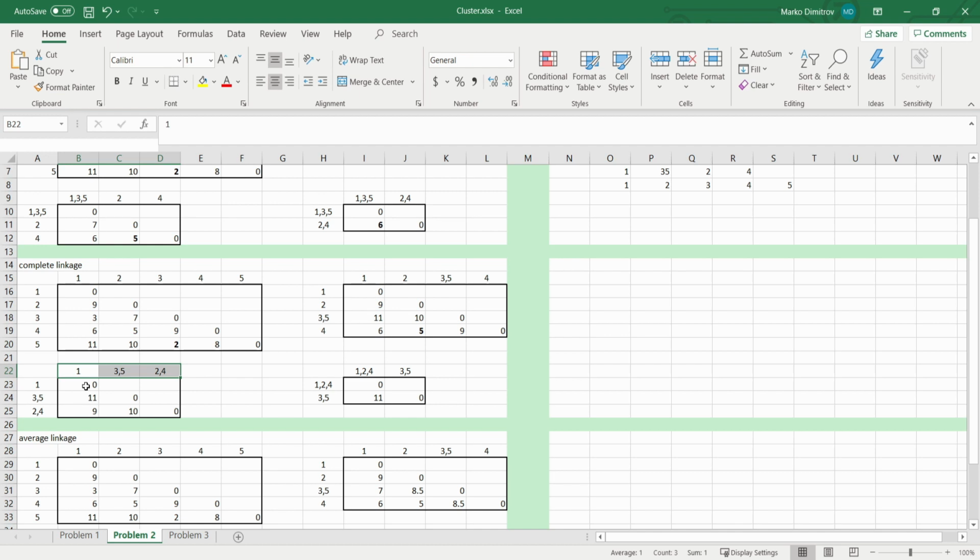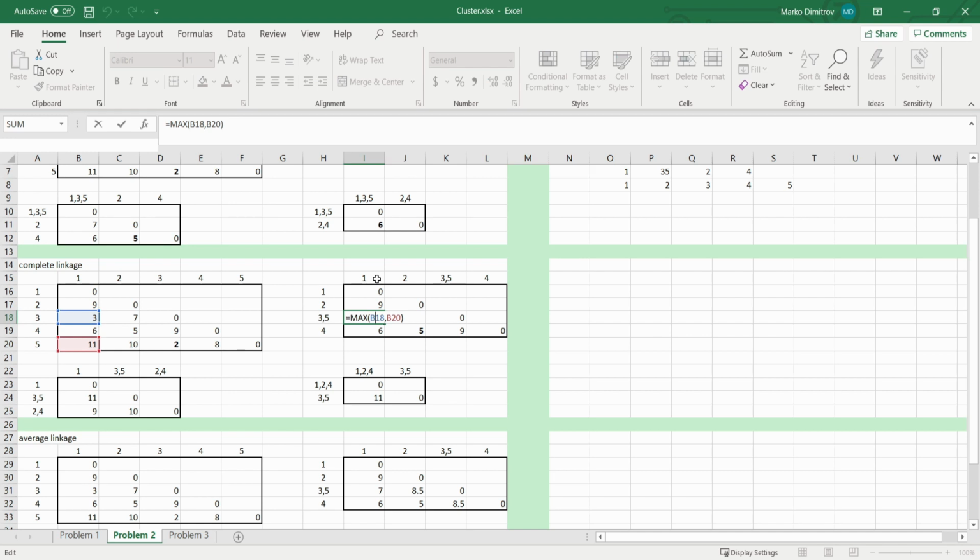Now we need to compute distances. Let's see. What is the distance between cluster 1 and cluster 3, 5? The distance between 1 and 3, 5 is 11. And the distance between 1 and cluster 2, 4: 1 and 2 is 9, 1 and 4 is 6. What is the maximum between 6 and 9? It's 9. So we put 9.